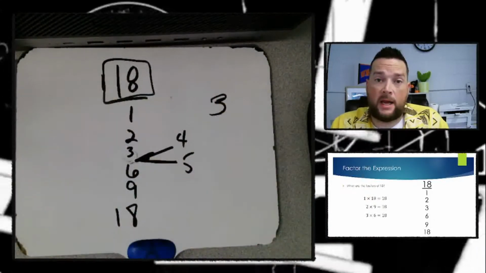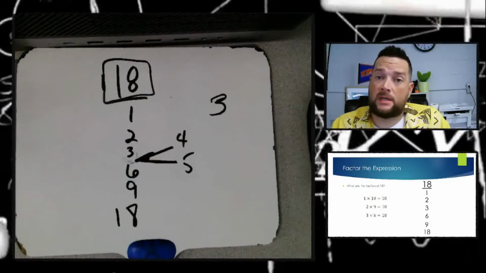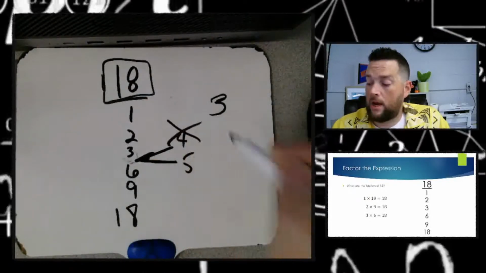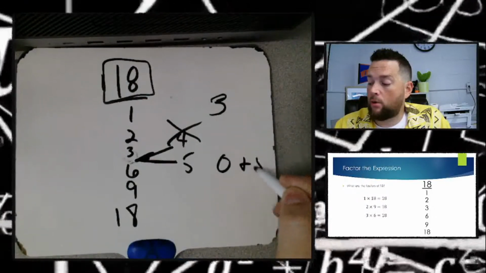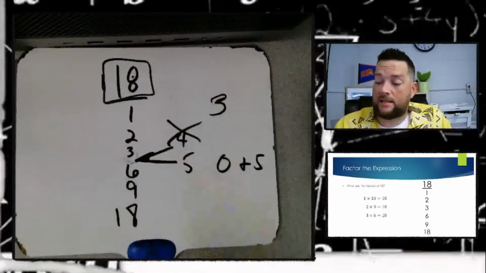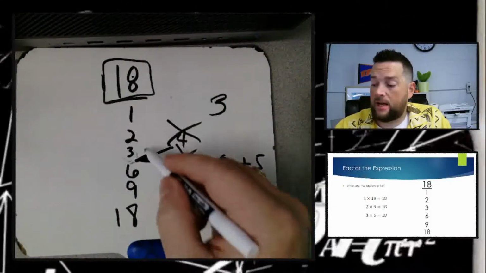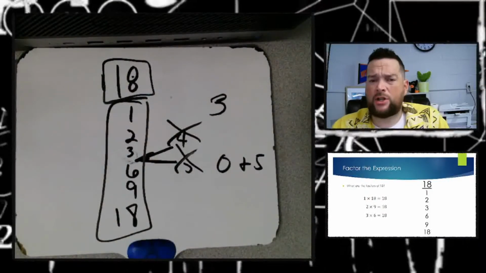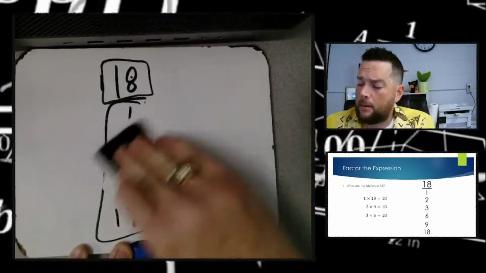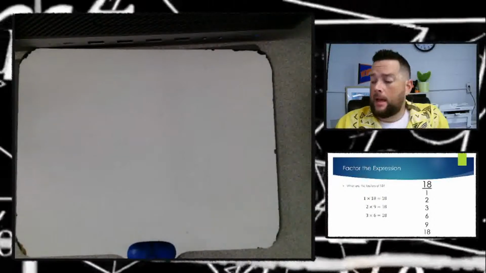Will 4 go into 18? No, 4 will go into 16 and it'll go into 20, but it won't go into 18. And 5 will only go into numbers that end in a 0 or a 5, all right? That does not end in a 0 or 5, so 5 does not go into it. So those are going to be the factors of 18. And that's just kind of a quicker way to be able to find the factors of a number, all right?